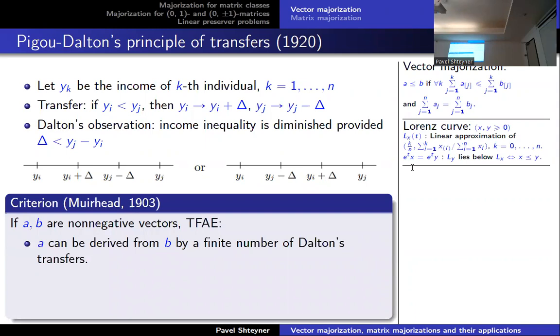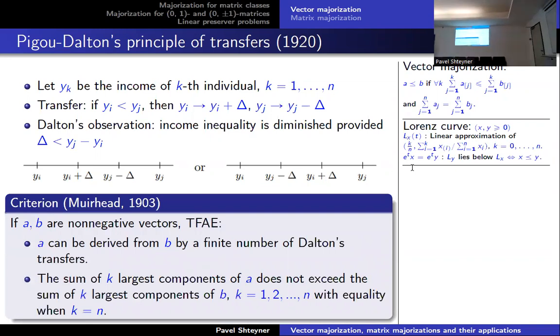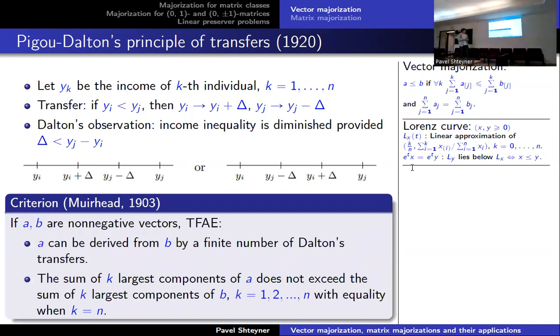the result of this is just an interpretation. This is the result which actually has been proved by Muirhead, but in different terms. It is proved that, once again, for non-negative vectors A and B, the following are equivalent. A is majorized by B. This is the same as A can be derived from B by a finite number of Dalton transfers. So you can define vector majorization also in terms of transfers.